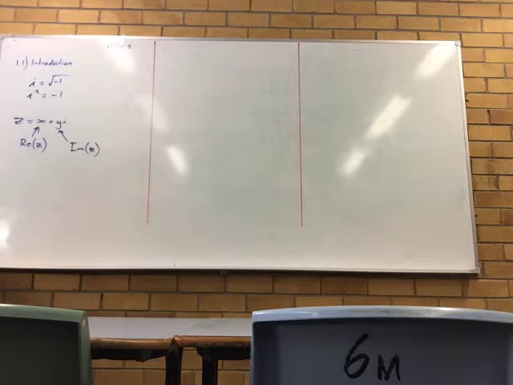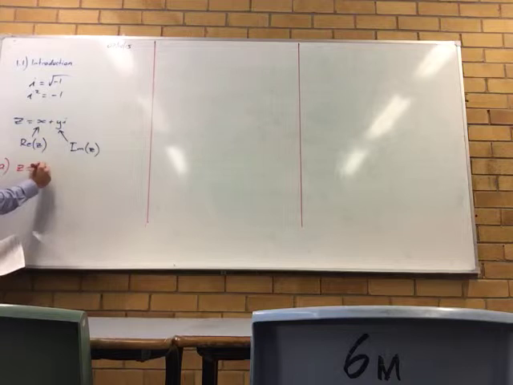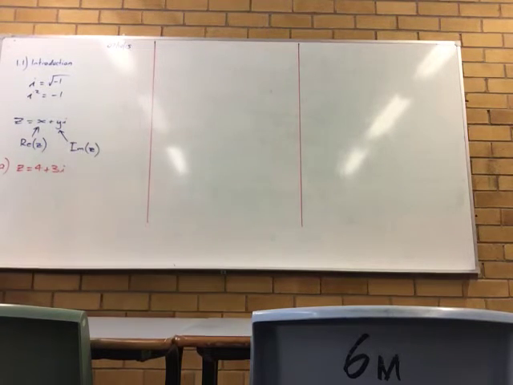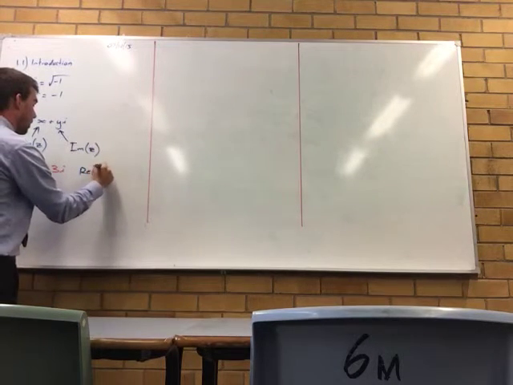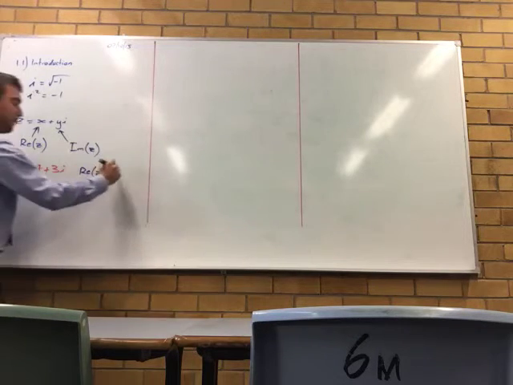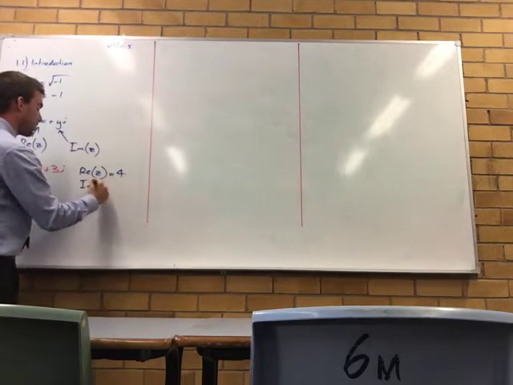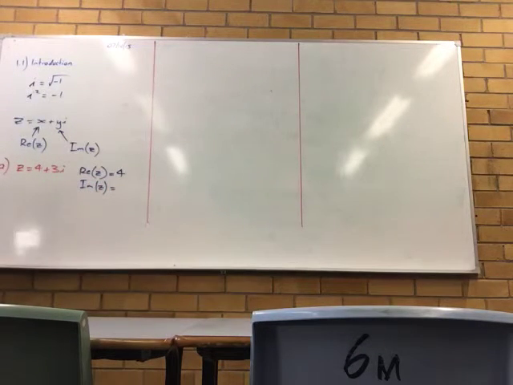So, examples. What are the real and imaginary parts for the following complex numbers? So, z equals 4 plus 3i. We need the real part and the imaginary part. What's the real part? 4. What's the imaginary part? Just 3. The imaginary part is the part of the complex number that has i with it, but when we say the imaginary part, we will always say the real number part of it.